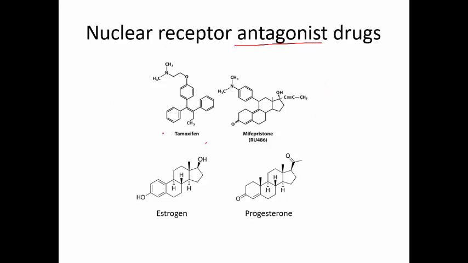You can also see that these are quite nonpolar as well. For any antagonist or agonist to bind to a nuclear receptor, it also has to be able to pass through the membrane and get into the nucleus. So something like tamoxifen wouldn't work if it got stopped by the plasma membrane.